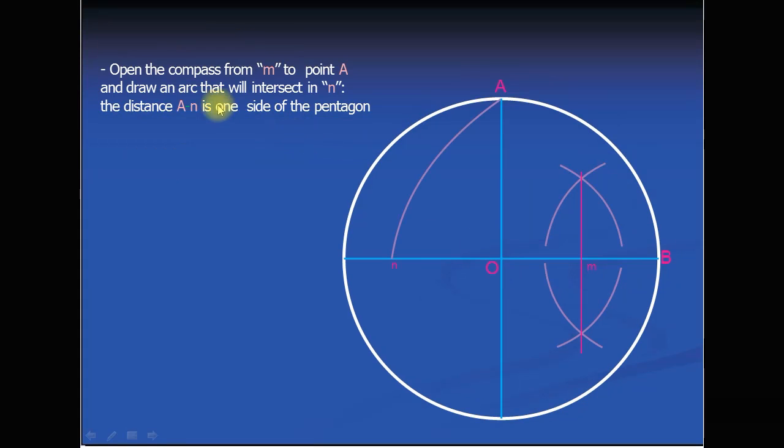Now open the compass from this point M to point A, and draw an arc. Draw an arc that will intersect this line at point N. The distance AN is one side of the pentagon.